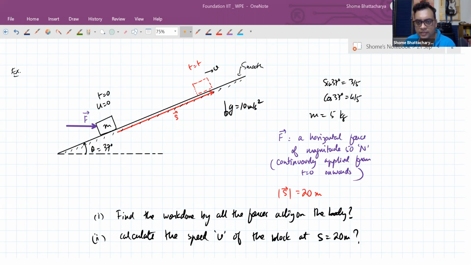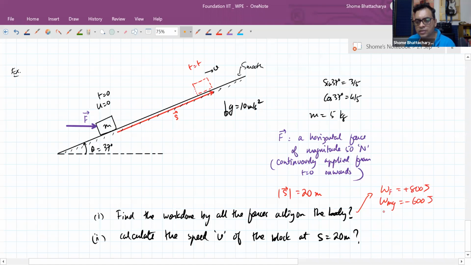So you should be getting the answers like this. I'll just put up the answers first, then we'll discuss the solution. So the work done by the pushing force will come as plus 800 joules. The work done by gravity will come as minus 600 joules. Whereas the work done by normal reaction, that is the third force acting on it, will be zero.